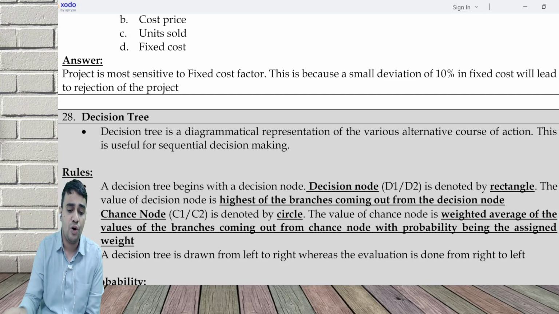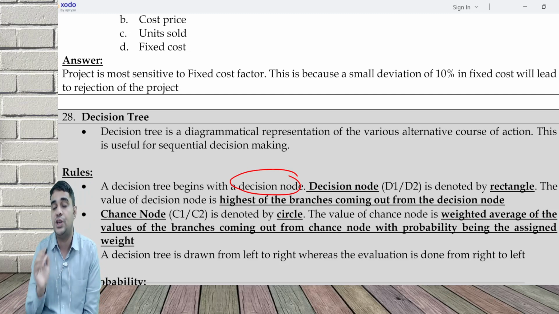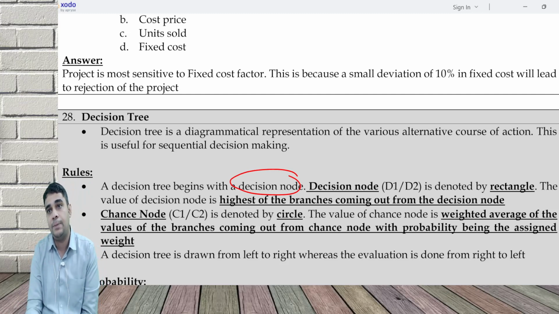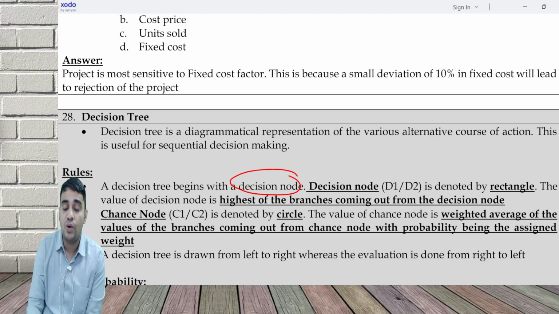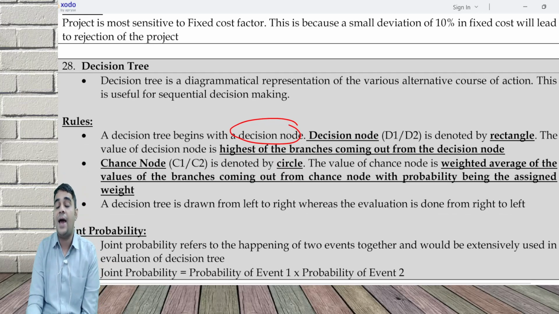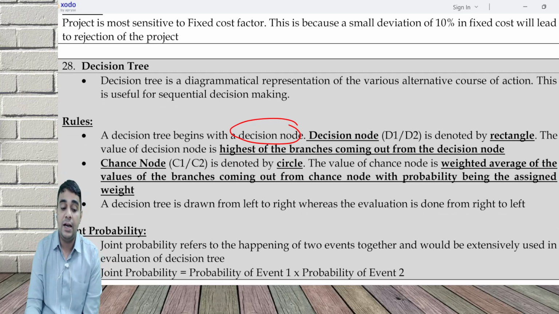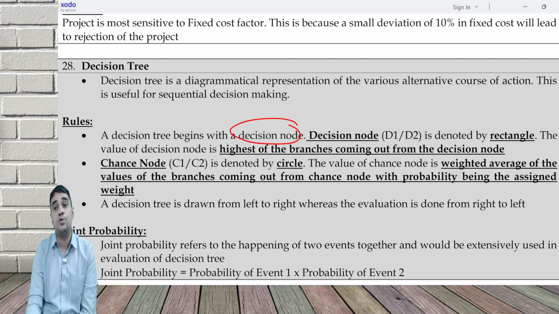A decision tree begins with a decision node. Decision node D1, D2 is denoted by a rectangle. Chance node is denoted by a circle. The value of the chance node is the weighted average of the various branches coming out of the chance node, and decision node is the highest of the branches. You can decide whether you want to go to the top, whether you want to go to the bottom.